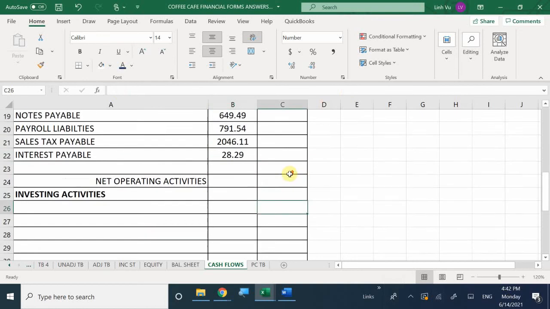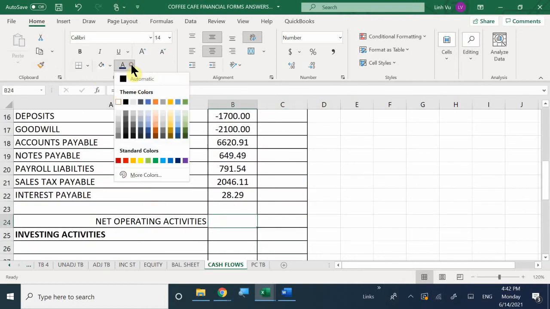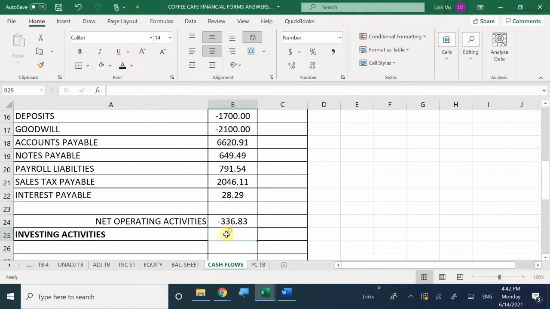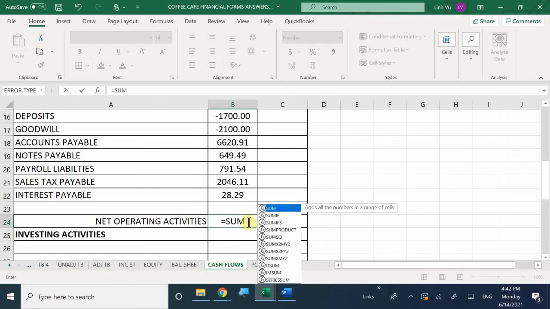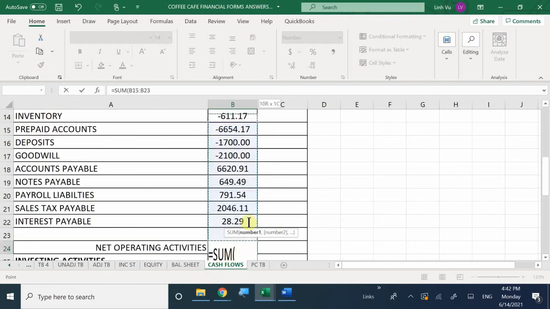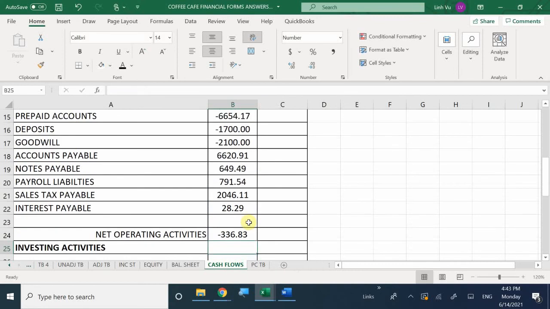Mine came out blank too. Oh, you just have to change the color. So I'm gonna change it to black. There you go. Negative 325.16. Let me check that again. I got negative 365.12. Okay. I mean, I self-referenced all of mine, so okay.